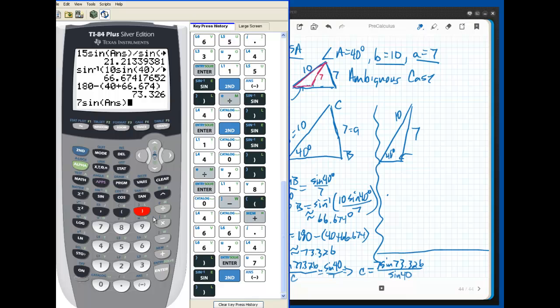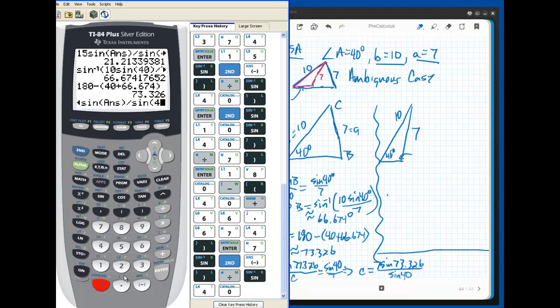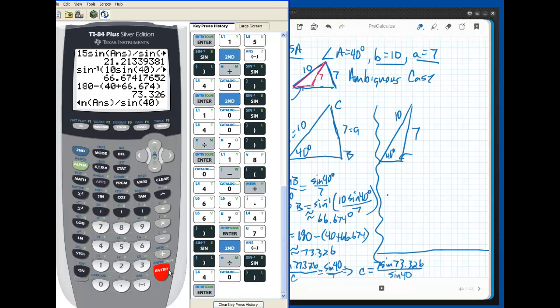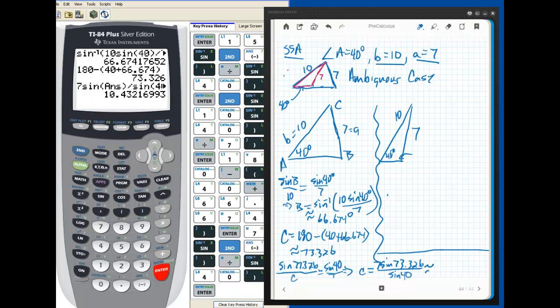Second answer, right? And then divided by sine 40. Sine 40. And enter. And this is approximately equal to 10.43. Now, let's make sure this makes sense. Because remember, this guy right here is about 73.326, and this claim is that this is 10.43.